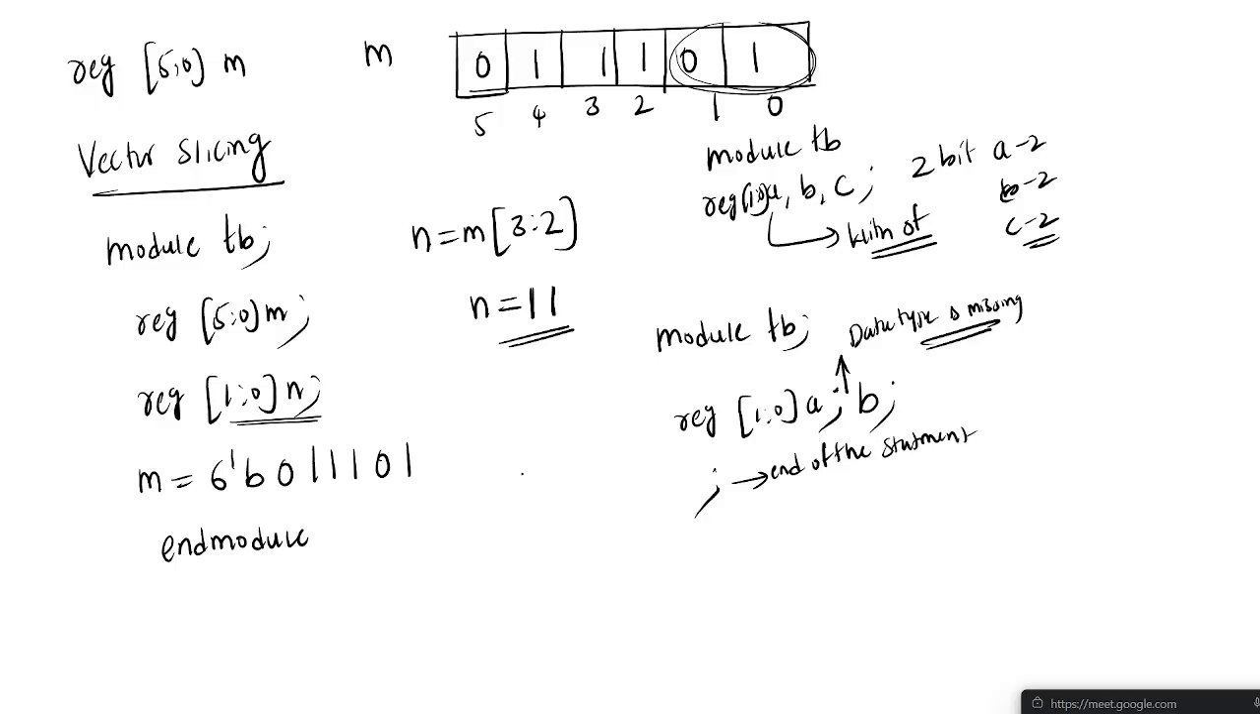And next, if I write reg [1:0] A; again I will write reg B. It will be valid. Okay.